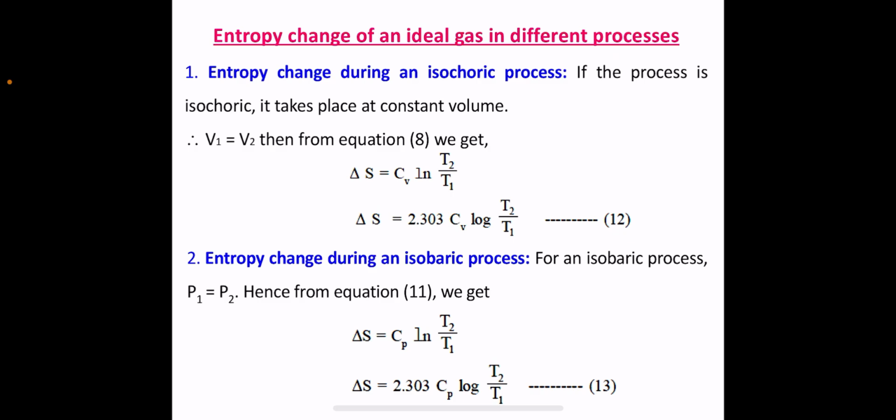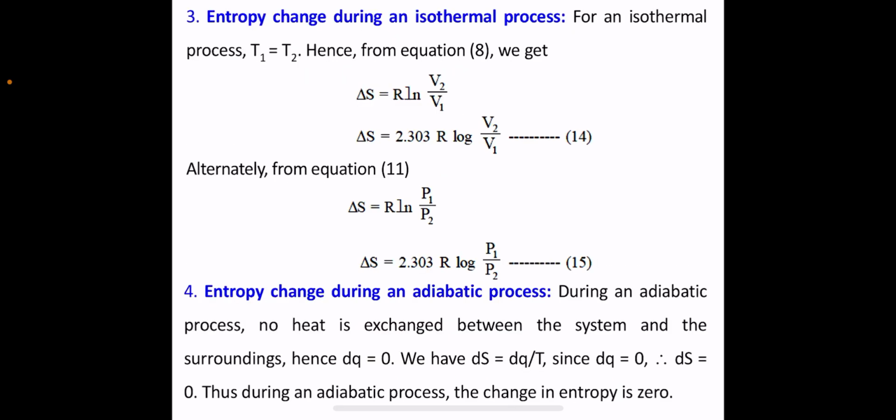The different processes we are going to see here are, first, the isochoric process, which is a process in which the volume is kept constant. Next is the isobaric process, for which the pressure will be equal, that is P1 equals P2. Then we are going to see the entropy change during an isothermal process, in which the temperature is kept constant, that is T1 equals T2.